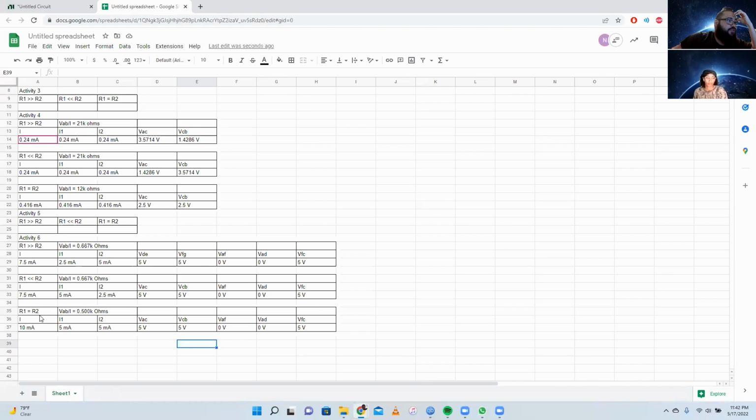Here's our spreadsheet showing this information. VAB divided by I is equal to 0.5 kilo ohms. Again, everything else stays the same. Just because we set them equivalent, the only real difference is that the amperage going through them becomes the same, which sets the total amperage to be higher for the circuit.